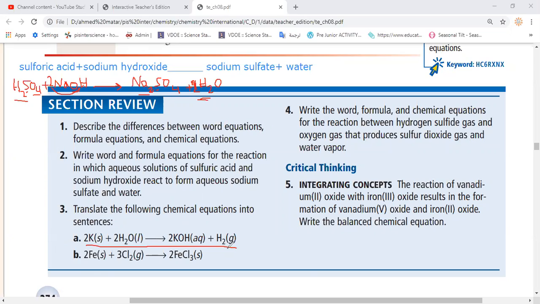Could you answer please question 3, letter A? Translate this equation into sentences. That means change it from formula equation into word equation.